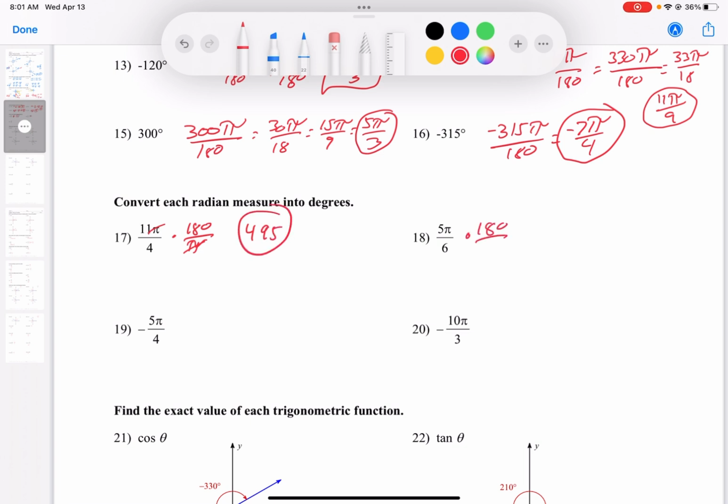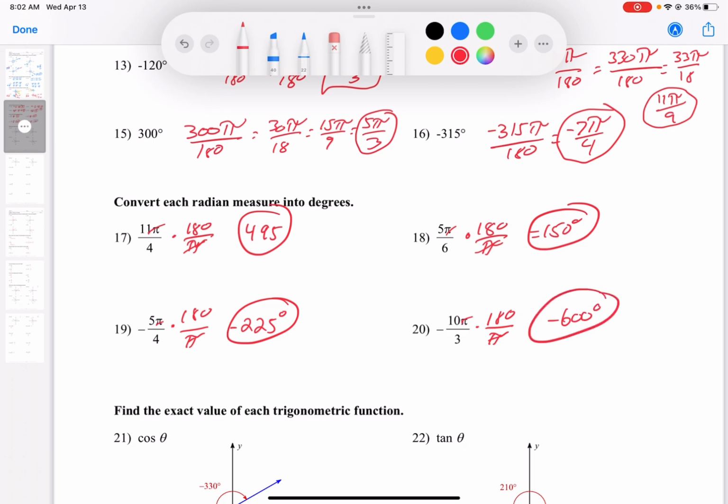Okay, so times 180 over pi, pi's cancel out. 5 times 180 divided by 6, so 150 degrees. Times 180 over pi, pi's cancel out. 5 times 180 divided by 4, negative 225 degrees. And 180 over pi, pi's cancel out. 10 times 180 divided by 3 is negative 600 degrees. And you're done.